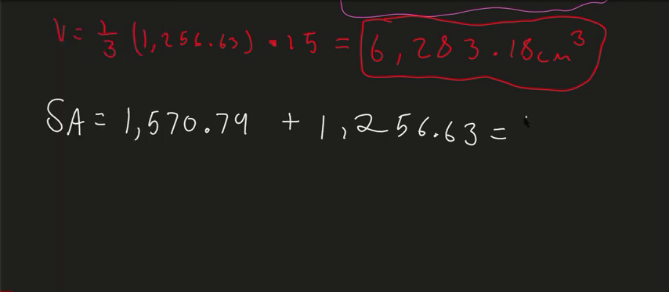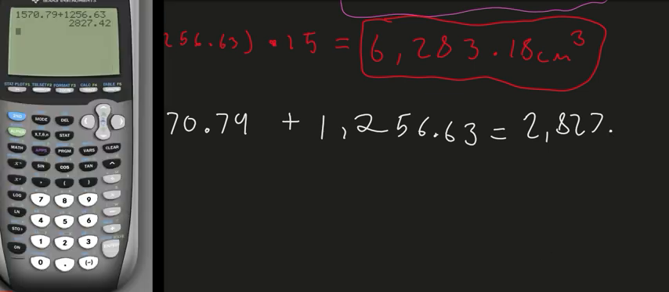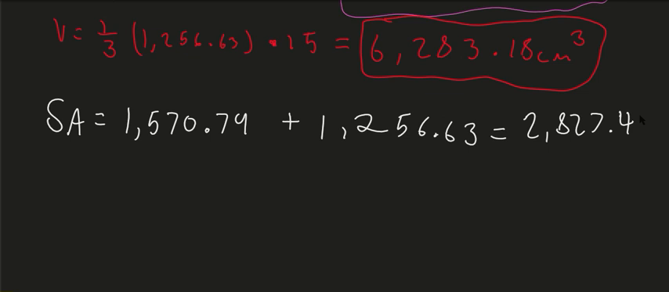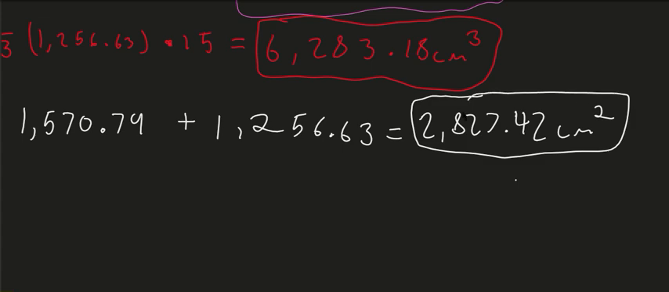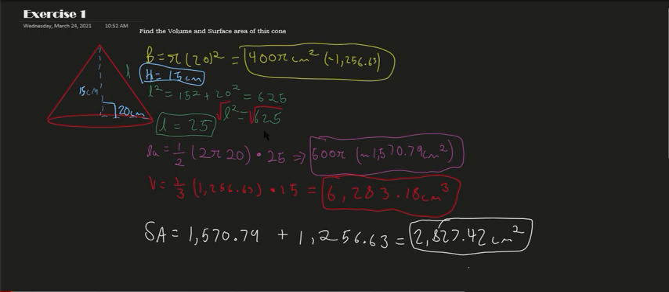So 2,827 point, let me see again, 0.42. And by the way, this is centimeters squared because we're focusing on an area, not a volume. So yeah, keep that in mind. And with that, we should be done with the whole problem. You just did a whole volume and surface area problem.